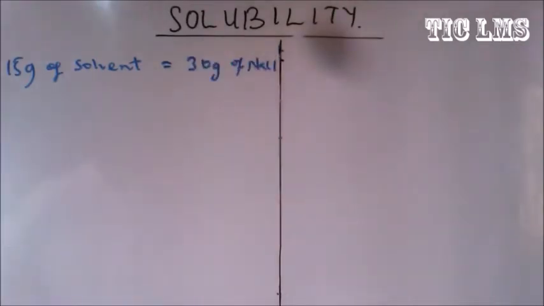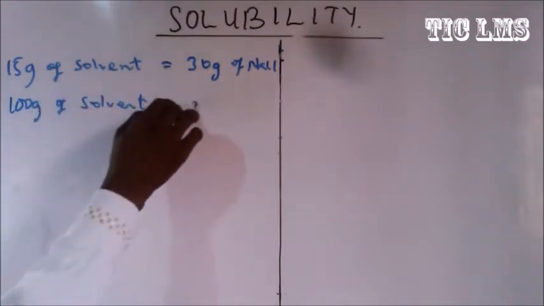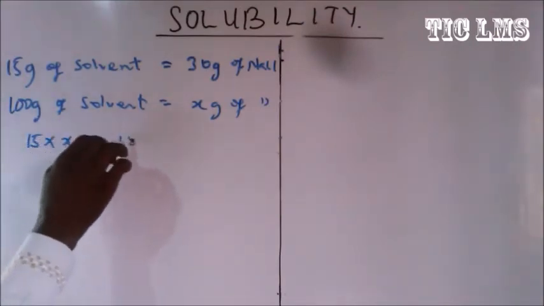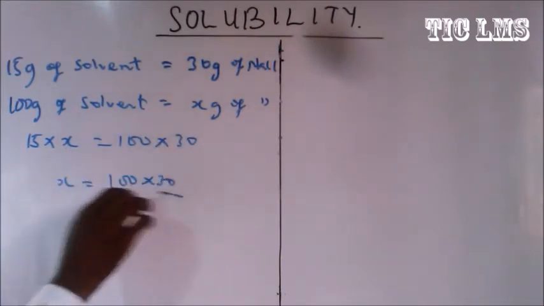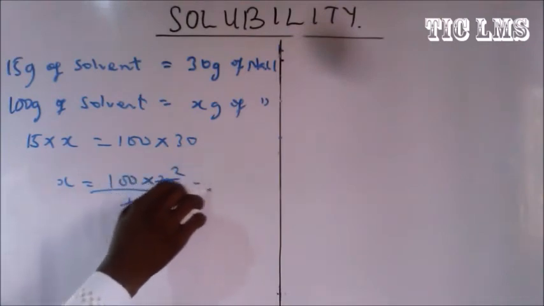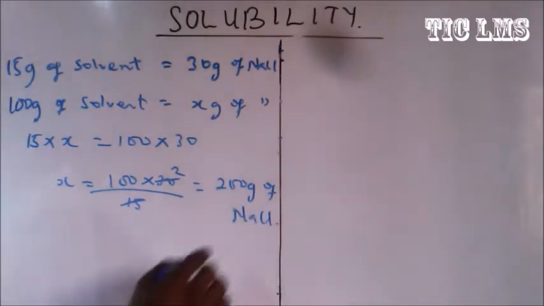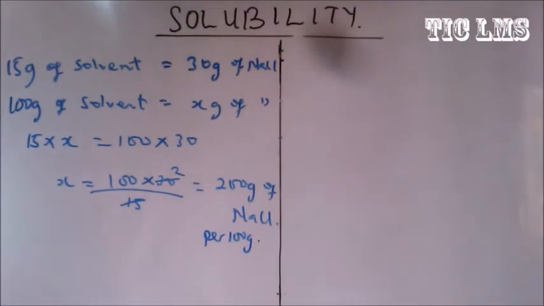Now at this particular temperature, how many grams of sodium chloride will saturate 100 grams of the solvent? So 100 grams of the solvent, which is water, will be saturated by how many grams of NaCl? And so we'll cross multiply, that is 15 multiplied by x equals 100 times 30. So x equals 100 times 30 divided by 15, and that is 200 grams of sodium chloride per 100 grams of solvent.